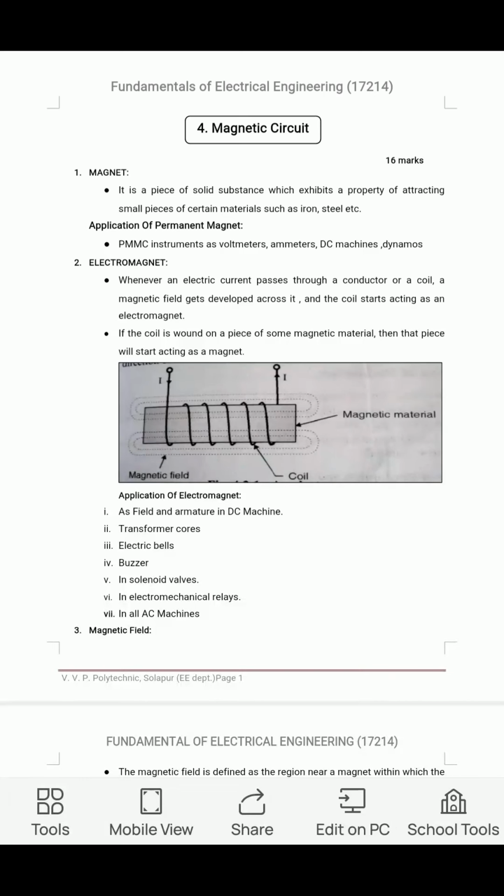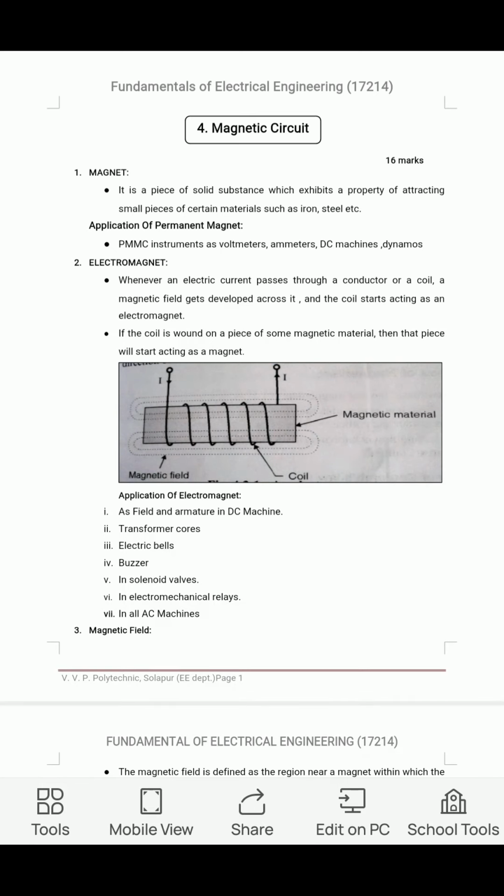And examples or applications of this type of electromagnet are as field and armature in DC machines. We use these electromagnets in DC machines, in transformer cores, in electric bells. In the previous lecture I explained how electric bells work, and its principle totally depends on the electromagnet. Also in buzzers, solenoid valves, electromechanical relays, and in all AC machines we require these types of electromagnet.